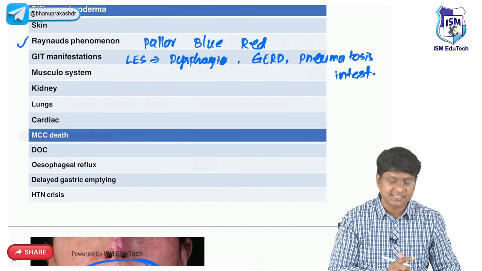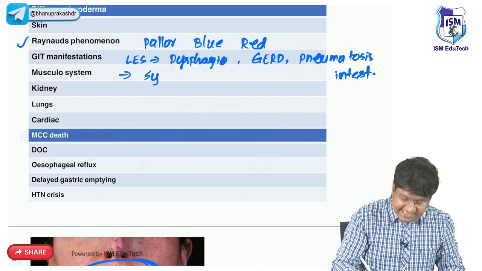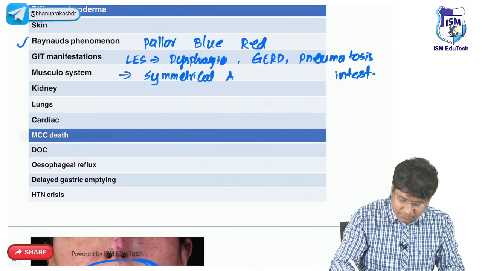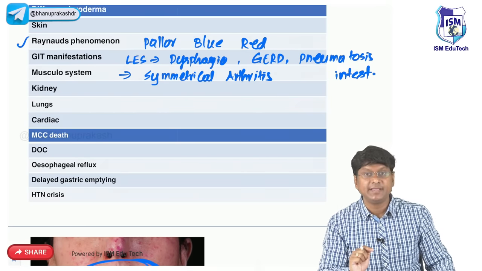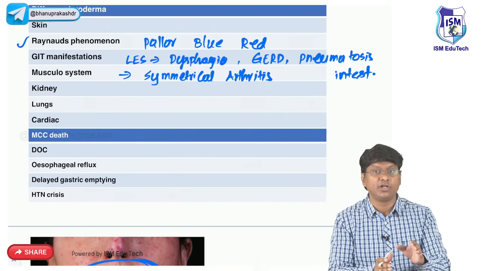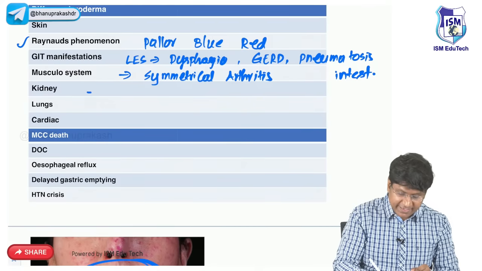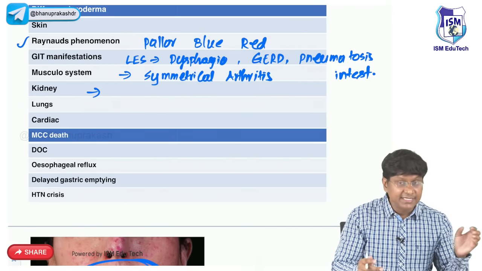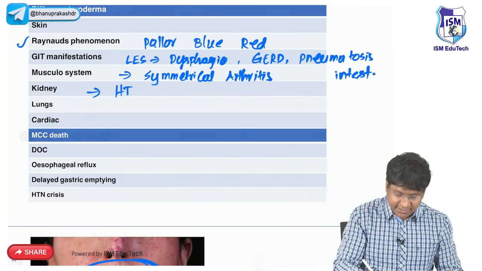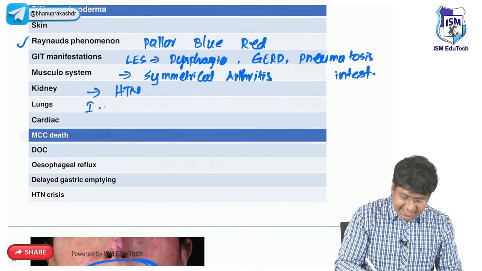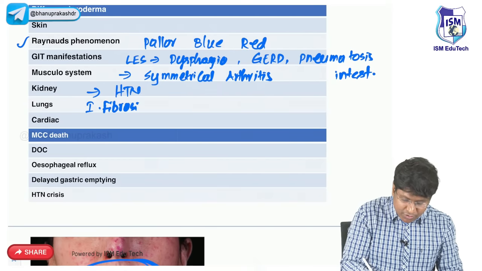So, musculoskeletal system involvement will be in the form of symmetrical arthritis. Right, that will be the musculoskeletal system involvement. And what will be the kidney involvement? The kidney or the renal involvement will be in the form of renal artery stenosis due to abnormal collagen accumulation within the renal artery. And there will be activation of RAS resulting in hypertensive crisis. And lung involvement will be in the form of interstitial fibrosis due to accumulation of the collagen.